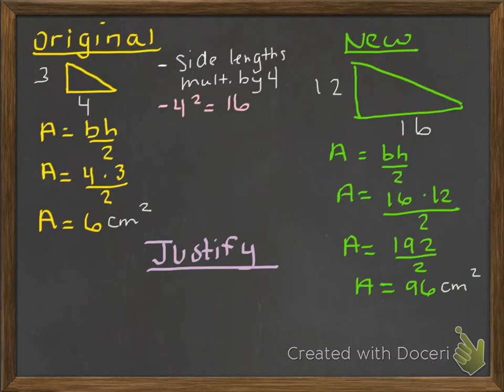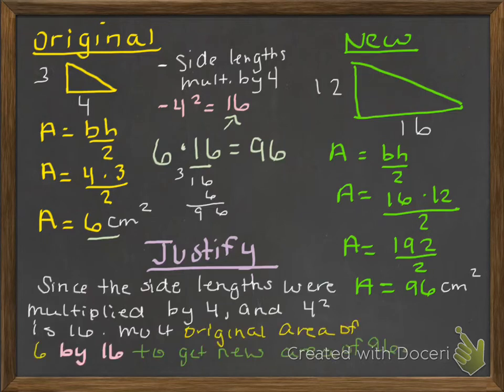So now let's justify that. This original area, which was 6, should be able to be multiplied by 16, which came from here, and all of that should equal 96. So we need to take 16, multiply it by 6, and we get 96. And so our justification here, as you can see, I've written my worded justification. It says, since the side lengths were multiplied by 4, and 4 squared is 16, multiply the original area of 6 by 16 to get the new area of 96.